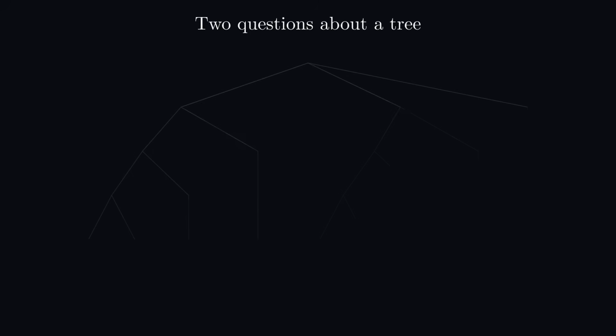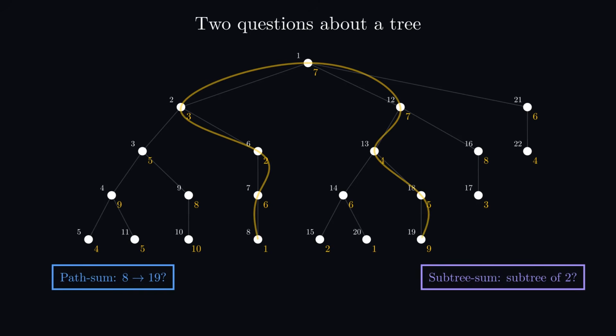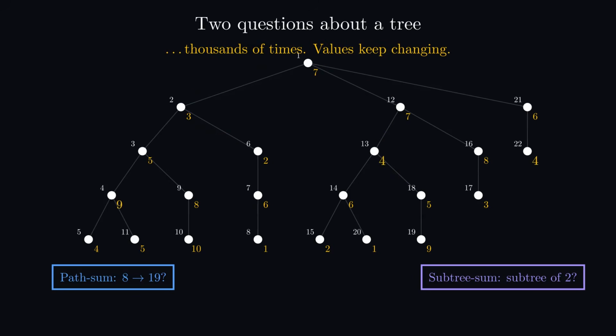Here's a tree, each node carrying a value. Two natural questions show up everywhere. First, sum the values along a path between two nodes. Second, sum the values inside a subtree. Easy once, but your boss needs both, thousands of times a second, while the values keep changing under you.